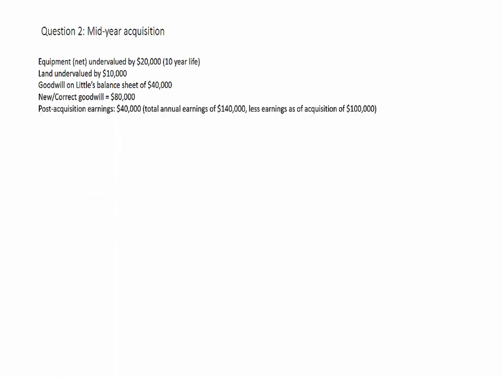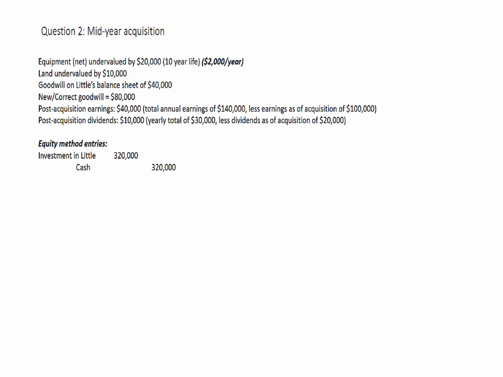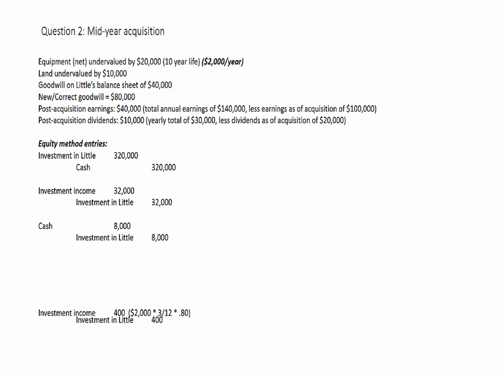Post-acquisition earnings, $40,000. Again, total annual earnings, $140,000. Earnings as of the date of acquisition, $100,000. Post-acquisition dividends, $10,000. Yearly total of 30, less dividends as of acquisition of 20. Again, our equity method entries. We record the acquisition. We record our share of the post-acquisition earnings. We record our share of the post-acquisition dividends. And we record our share of the post-acquisition amortization.